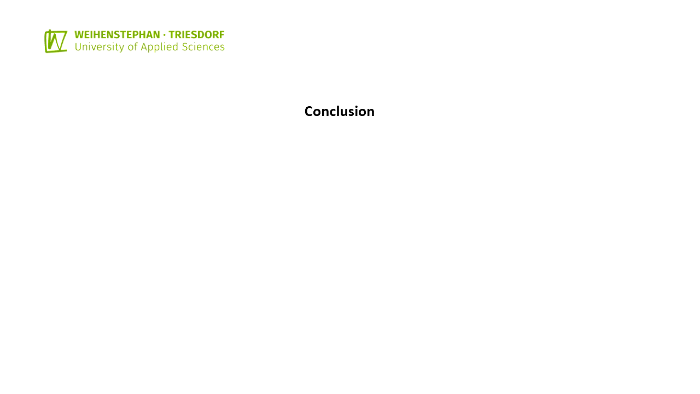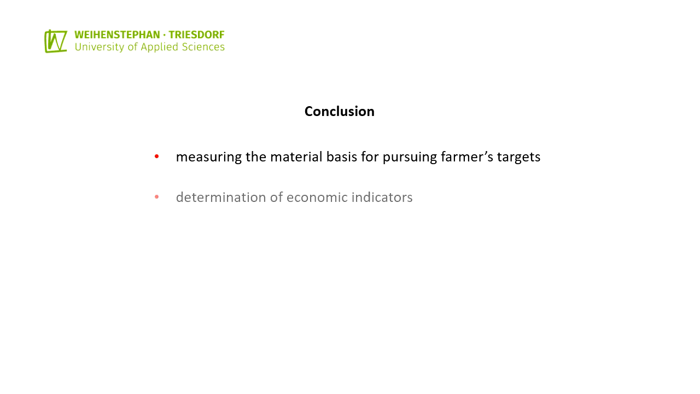The key characteristics of resource assessment can be summarized in three aspects. First, the focus is on measuring the material basis with which decision-makers of farming systems pursue their goals. Second, measurement for this purpose aims to determine economic indicators that, in addition to recording the current standard of living, allow assessments of the effectiveness and efficiency of resource use in the various areas of farming systems. Third, a situation-specific measurement concept is required for recording and assessing resources.